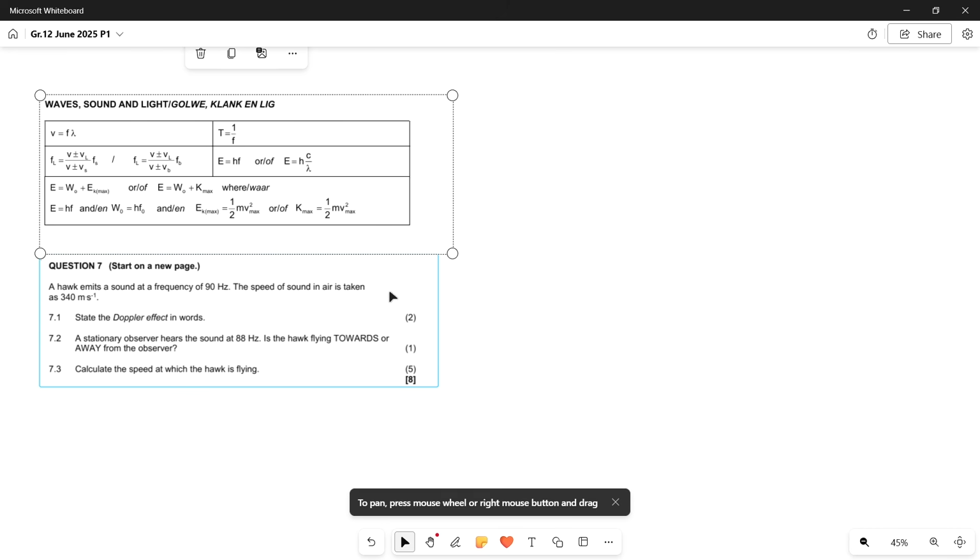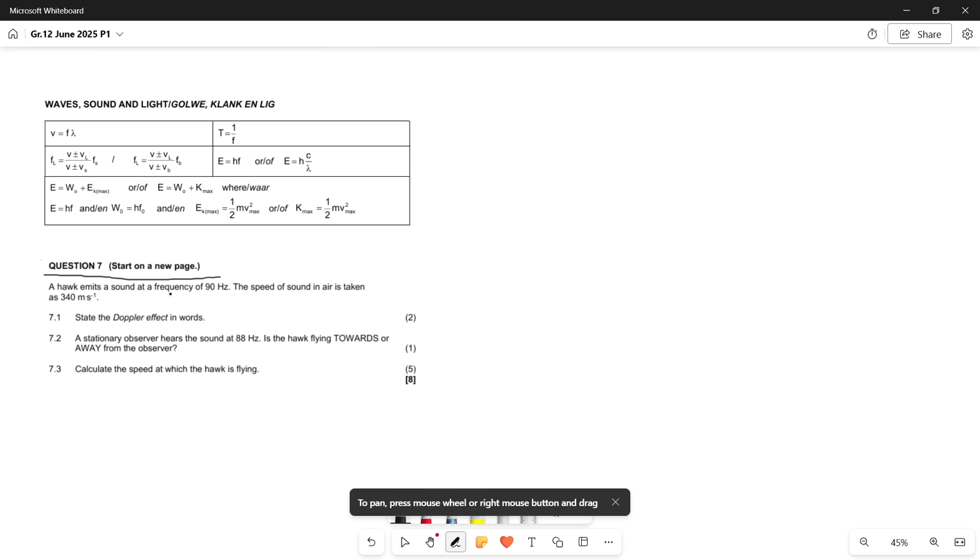Cool. So if Doppler is getting a bit confusing, we're about to break down question 7 so that we can see how to approach it, understand the Doppler effect, and how to link it to the formula as well as the application of the formula itself. So it is quite a small section, so let's jump right in. So question 7 says a hawk emits a sound at a frequency of 90 hertz.